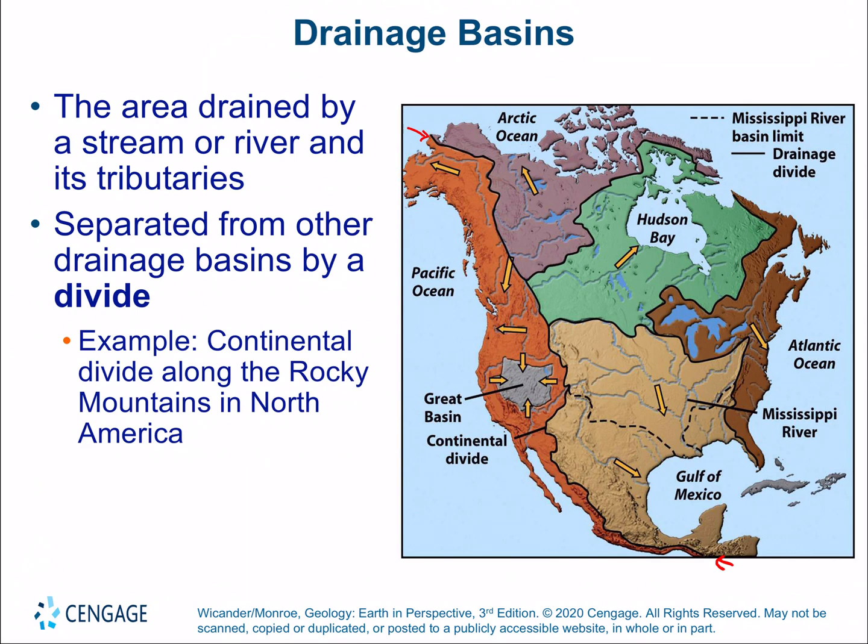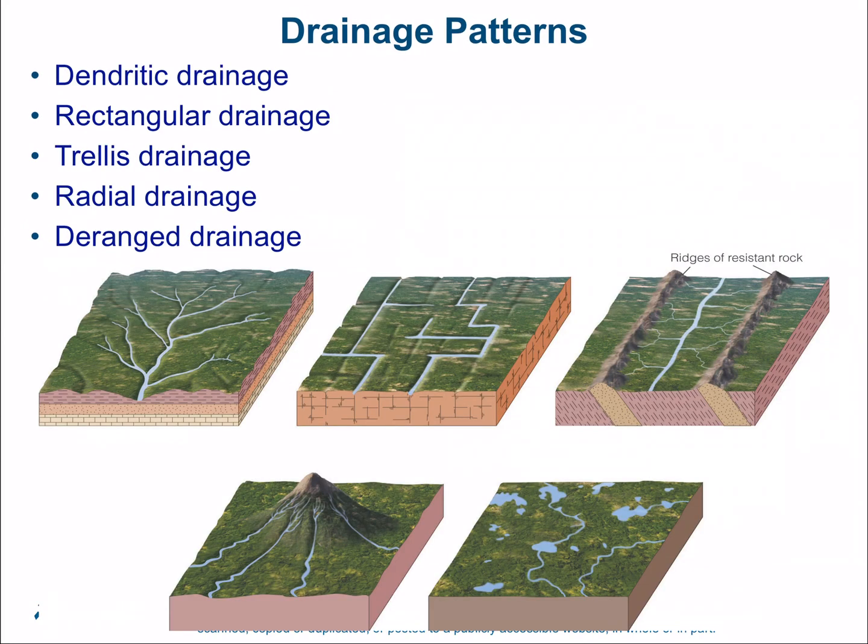Your Continental Divide runs along the Rocky Mountains. It separates water from the Pacific Ocean, the Gulf of Mexico, and the Atlantic Ocean. So Atlantic water, Gulf of Mexico water, can never merge with the Pacific Ocean because of that Continental Divide, that high point that prevents it.